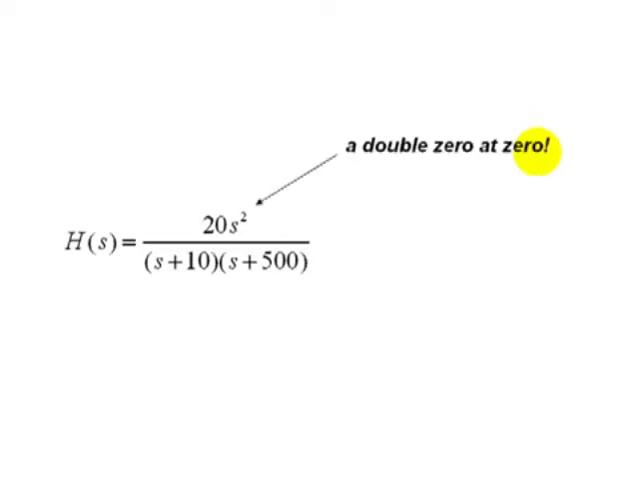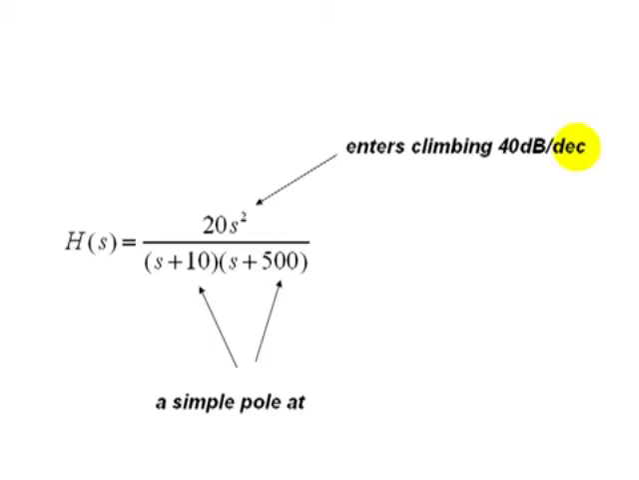To find the one in amplitude in decibels, we notice that there is a double zero at 0, but what's the meaning of that? That signifies that the curve will enter climbing at a slope of 40 decibels per decade. That is good. We also realize there is a simple pole at 10 radians per second and another at 500 radians per second, so there are going to be two knees, two elbows, two kinks in that plot, one at 10 and another at 500. Each one of them reduces the slope of the curve by 20 decibels per decade.